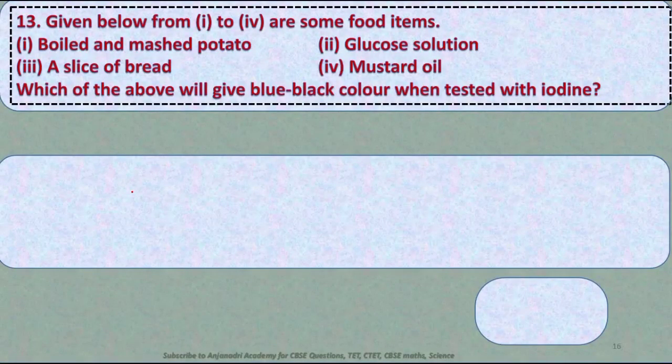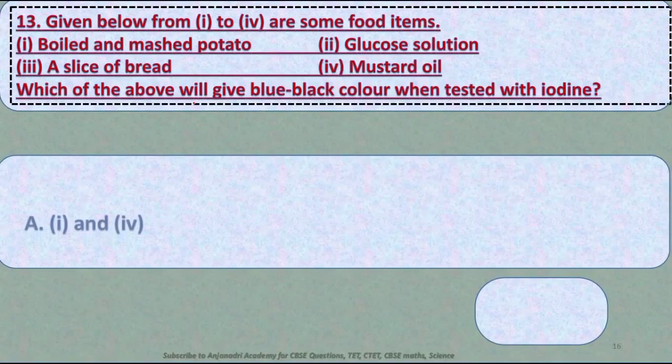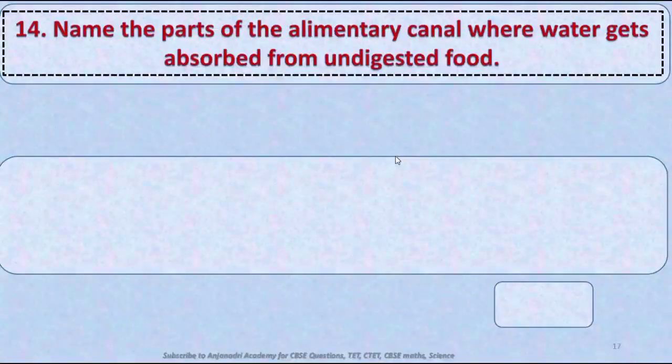Given below are some food items: boiled and mashed potato, glucose solution, a slice of bread, mustard oil. Which of the above will give blue-black color when tested with iodine? We know that boiled and mashed potato is a rich source of carbohydrate, and a slice of bread is also a rich source of carbohydrate. So if we add iodine solution to these, it changes to blue-black color because they mainly contain what? Starch. Therefore the correct answer is option C, 1 and 3. Let us move to the next question.